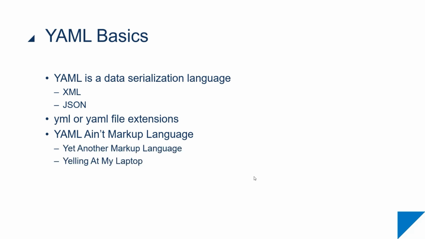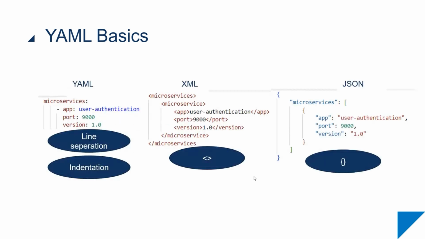So let's look at the basics. If we compare it, you see that with YAML, you have line separation and indentation. With XML, we use the long XML tags, and with JSON. So those are the differences, just looking from a perspective. This is, by the way, not Azure DevOps YAML or the structure.